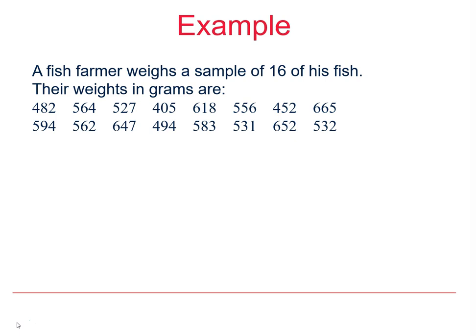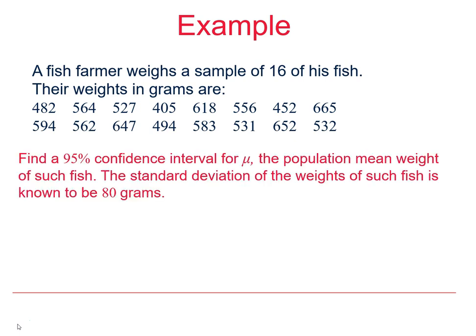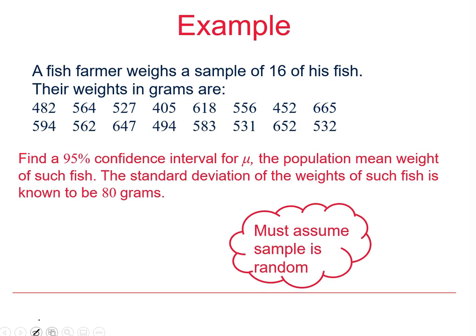So if we look at an example now, we have here 16 fish being weighed in grams by a fish farmer. So it's worth just noting those values down and perhaps putting them in your calculator so you can evaluate this interval yourself. And we're going to find a 95% confidence interval for mu, the population mean. How can we do that when we know the standard deviation of the weights of such fish is 80 grams? And whenever we are using a sample from a population to evaluate a confidence interval, we must know or be able to assume that our sample is random.